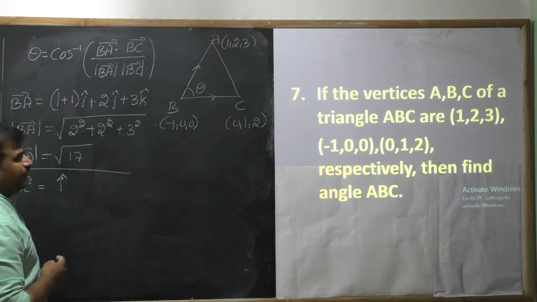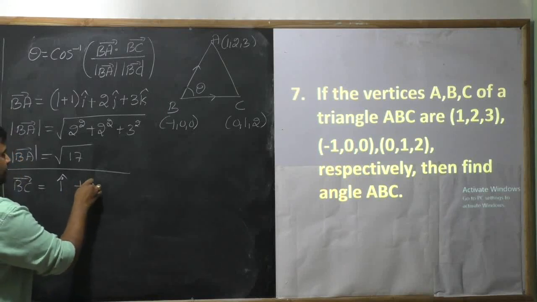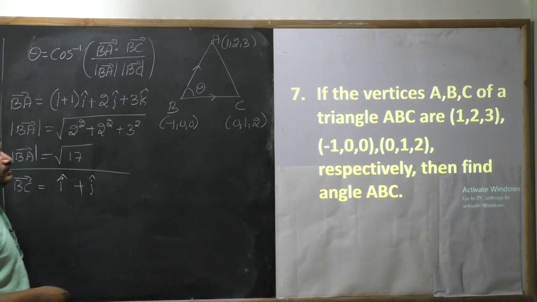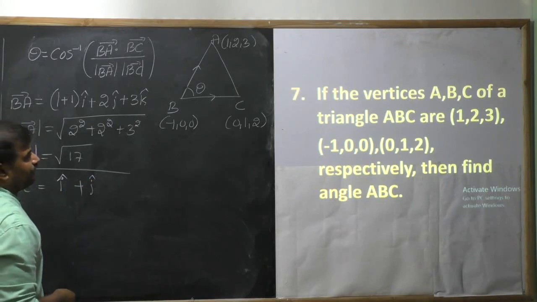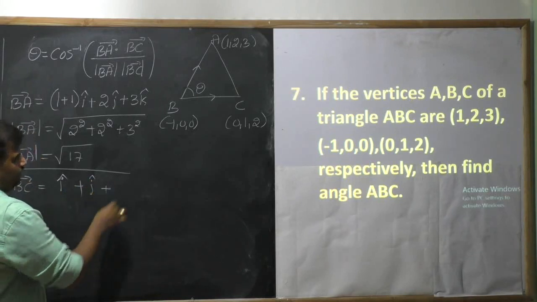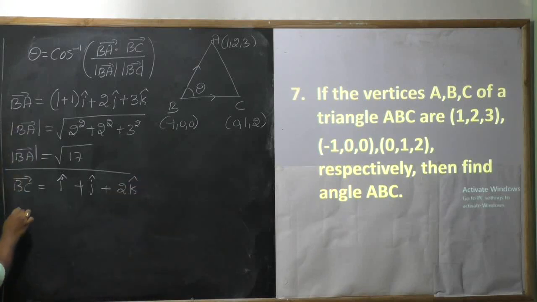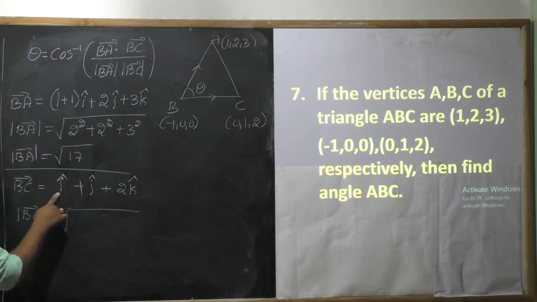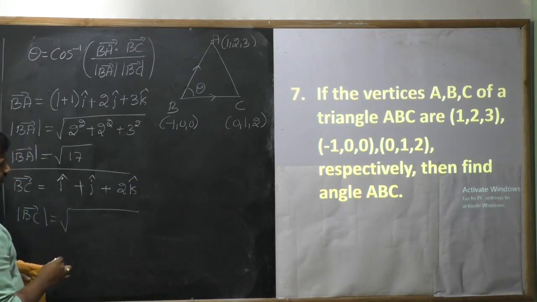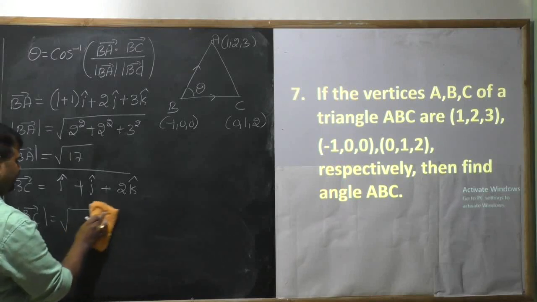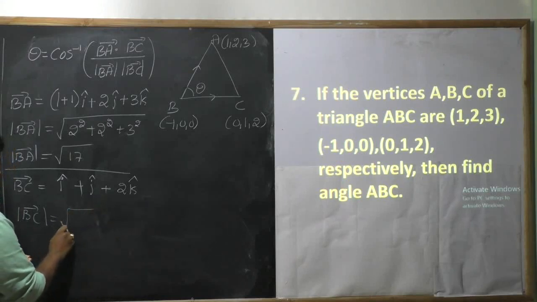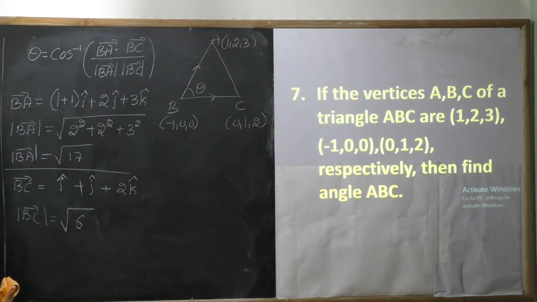Next, 1 minus 0 j cap, that is j cap only. 2 minus 0 k cap, that is 2 k cap. So the magnitude of BC is equal to root of 1 square plus 1 plus 4, that is root 6. The magnitude of this is root 6.